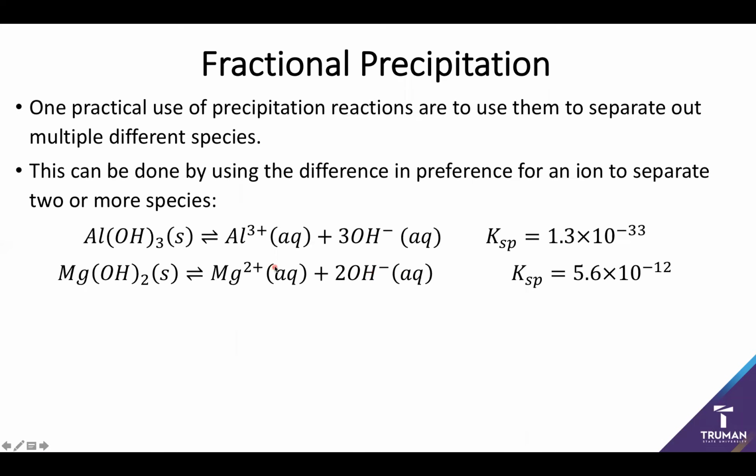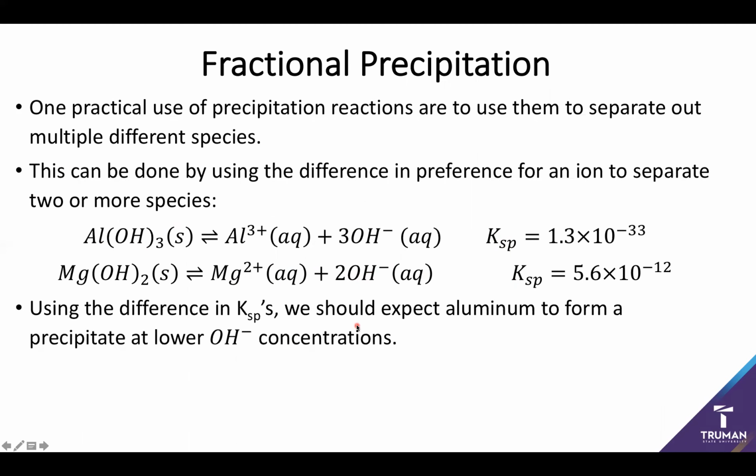So for example, both aluminum and magnesium want to coordinate to hydroxide. And what we can do is use their differences in their solubilities to figure out which one wants to coordinate with hydroxide more. And again, ignoring stoichiometry and just looking at the KSPs, you'll note that aluminum has a much lower KSP, meaning that it wants to be a solid a lot more than does magnesium. And so as a result, we should expect aluminum to form a precipitate at much lower hydroxide concentrations. It's going to take a lot less hydroxide to hit that critical limit to form a solid.